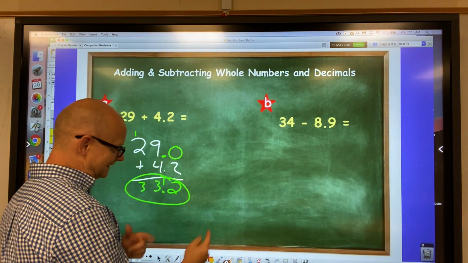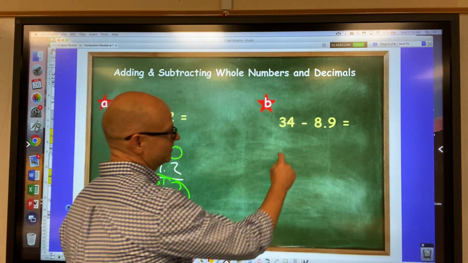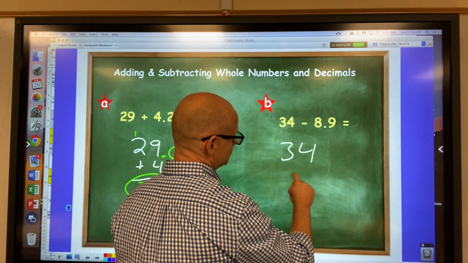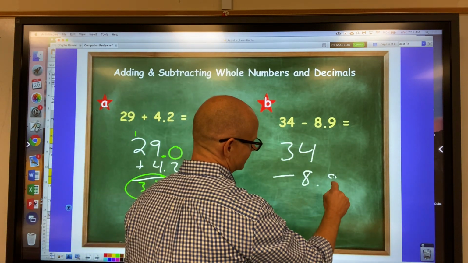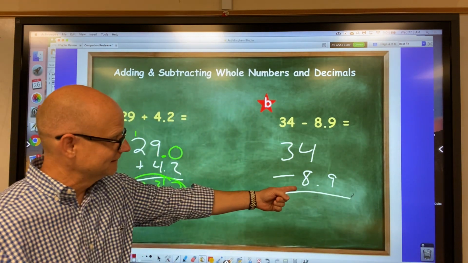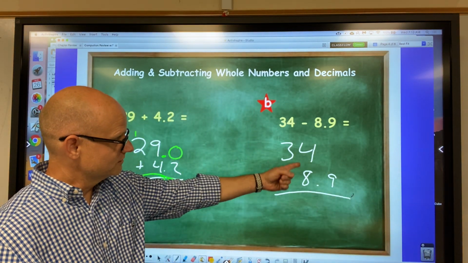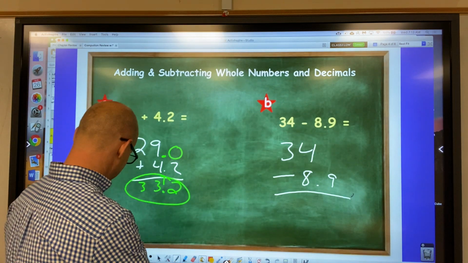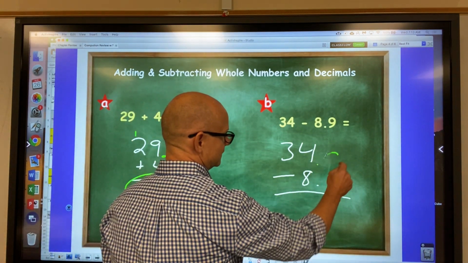For this one, again, it's very important that you line up your places correctly. So I'm going to subtract my 8 and 9/10 from 34. Notice my 8 ones are lined up with my 4 ones. Again, if you like, you can add a decimal and a 0.